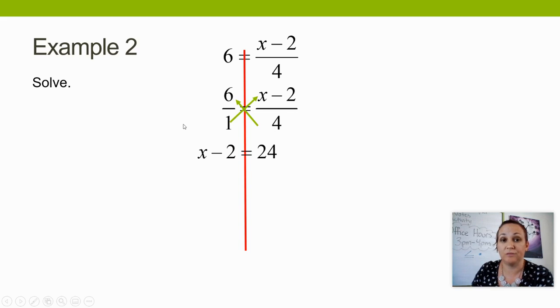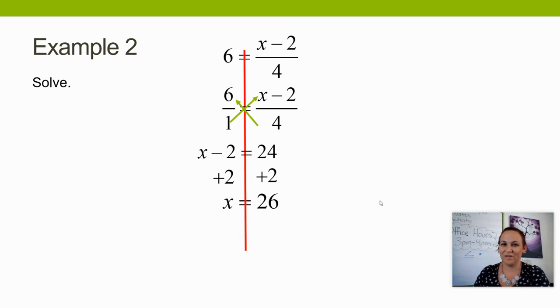For the other side, I'm going to do this 4 times that 6. Again, I chose on this problem to do this 1 times the x minus 2 first, so that my x could be on the left-hand side, because that's where I want it to be. And then the 4 times the 6, and then we add 2 on both sides, and we get 26. Again, you can plug that back in up here. 26 minus 2 is 24, and 24 divided by 4 is 6.